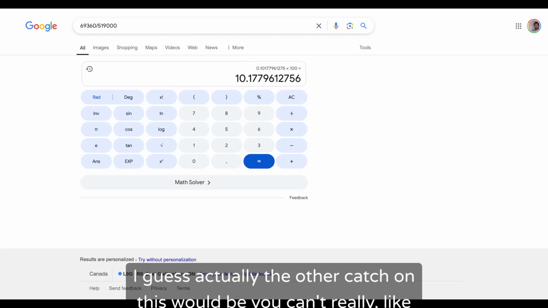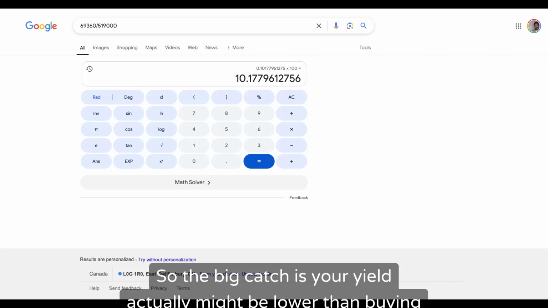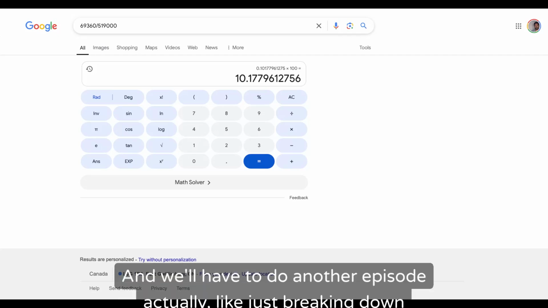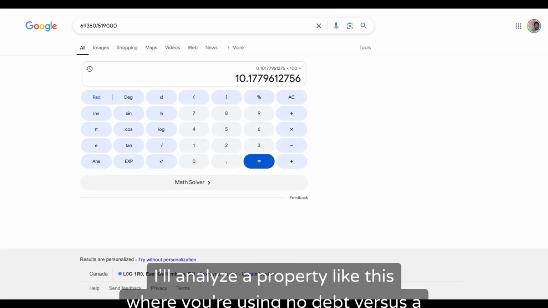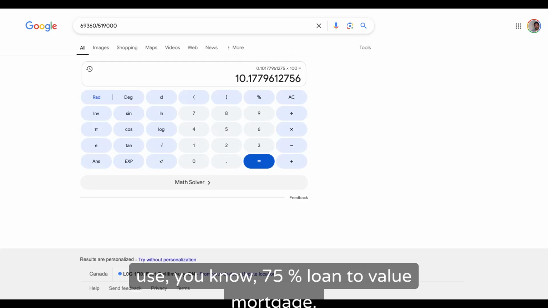I guess the other catch on this is you guys don't really use debt in Mexico. We've talked about this a couple of times on the show. So the big catch is your yield actually might be lower than buying a property. We'll have to do another episode just breaking down yield, where I analyze a property like this with no debt versus a property in Canada, where somebody could use a 75% loan to value mortgage.